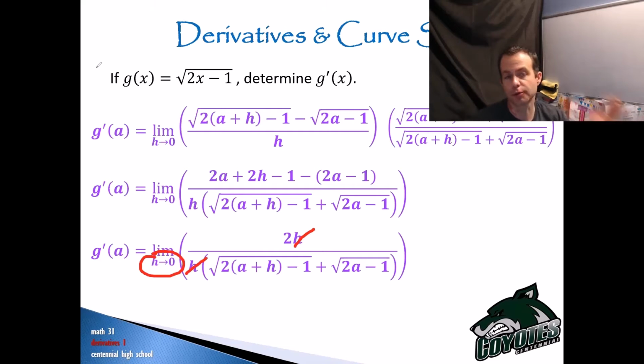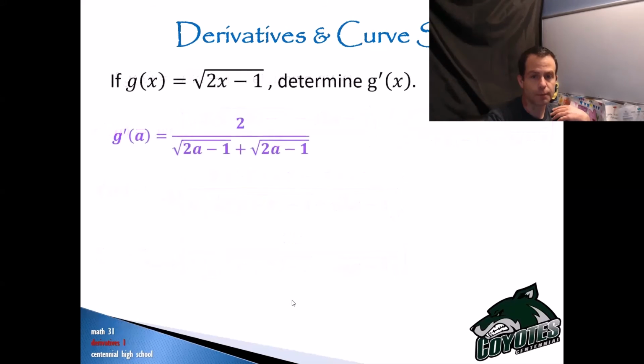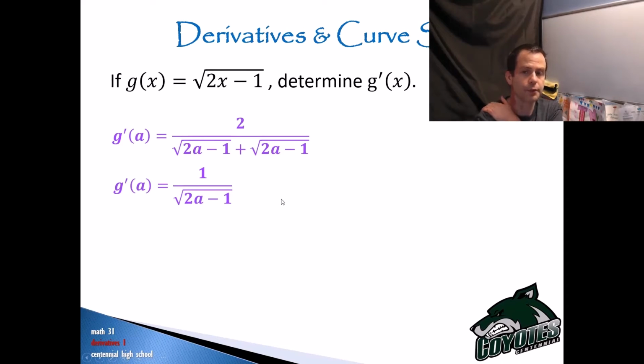When I have h approach 0, this gives me the root of 2a minus 1 plus the root of 2a minus 1. An apple plus an apple is 2 apples, so that's going to give me 2 roots of 2a minus 1. And then my 2 on top will divide out with the 2 on bottom. And so I'm left with 1 over the root of 2a minus 1. So this guy represents the derivative for g of x.